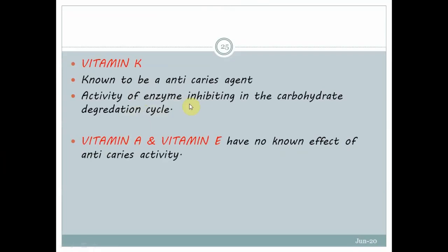Fluoride is also known as an anti-caries agent because it has an inhibitory effect on enzymes in the carbohydrate degradation cycle. Vitamin A and vitamin E have no known effect on anti-caries activity.